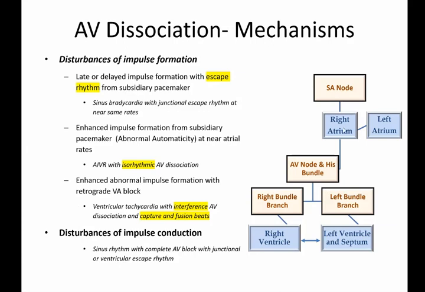Now, let's see what the examples of AV dissociation are, and what the different mechanisms are. The mechanisms could be divided into disorders of impulse formation or disturbances of impulse conduction. Now, impulse conduction is simple.